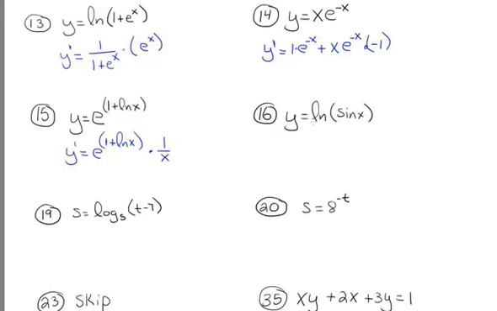Number 16, chain rule, not product rule. The derivative of the outside function, that's natural log, so that's going to be 1 over whatever's inside of natural log, times the derivative of what's inside. So the derivative of sine is cosine, which actually simplifies, I can't help myself, cosine over sine is cotangent of x. Not simplifying it is fine.